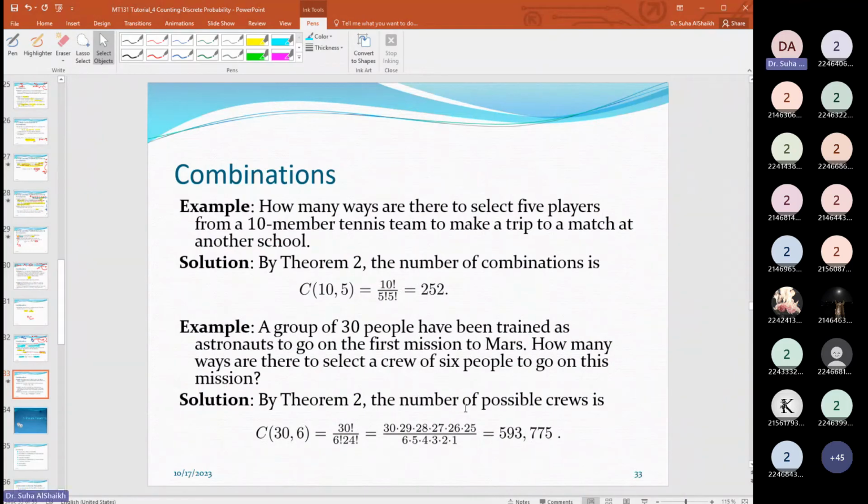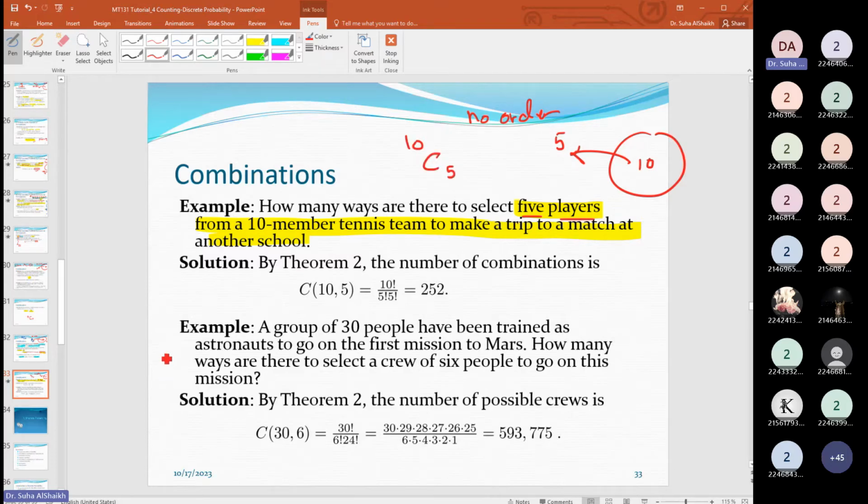So here we have 2 more examples about the combination. In how many ways are there to select 5 players from a 10-member tennis team to make a trip to a match at another school? So again, I have 10 players and I choose how many from them? I choose 5 players. Is order important or not? Does it matter which student I chose first and which I chose second, or am I just choosing 5 players and taking them together? There is no order, right? So I have no order here. So I'm talking about 10 combination 5.